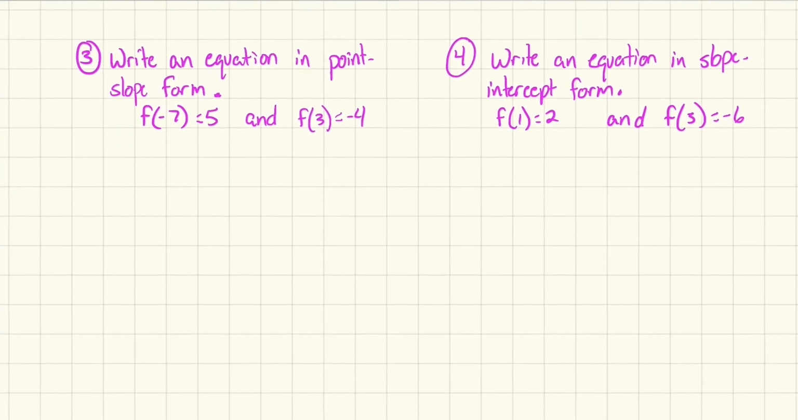All right, number 3 says, write an equation in point slope form, f of -7 equals 5, and f of 3 equals -4. Well, the first piece of information that we need to look at is that it told us exactly what form to use. So, using point slope form means that I have to use y minus y sub 1 equals m times x minus x sub 1. All right.